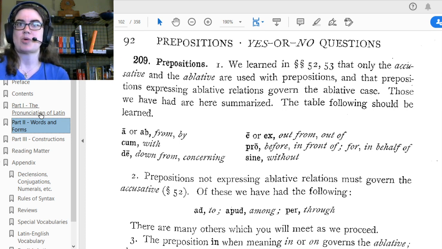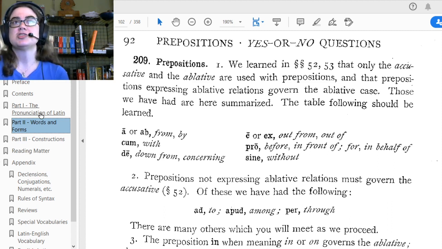prepositions. Little change of topic here. So we learned before that only the accusative and ablative cases are used with prepositions. True. In Latin, prepositions expressing ablative relations govern the ablative case, right? So things that have to do with going away from, or the source, or location, those are going to be ablative. Those we have here summarized.